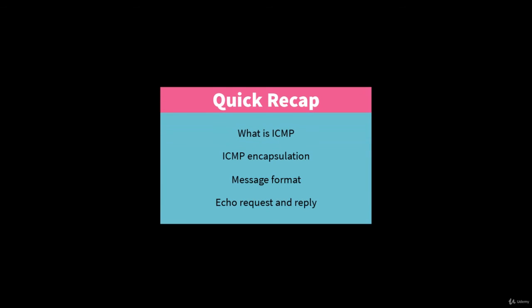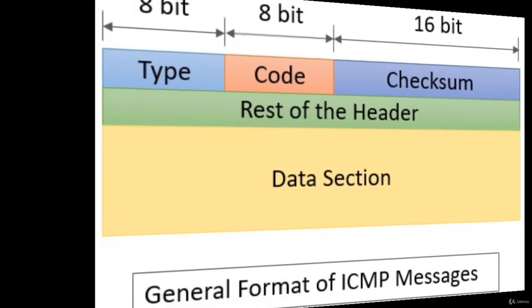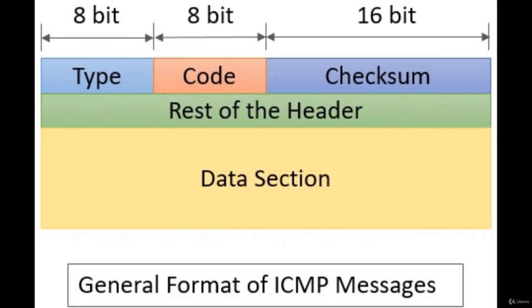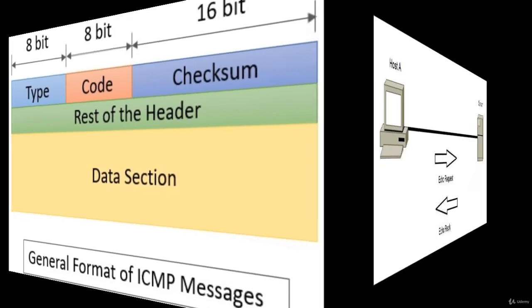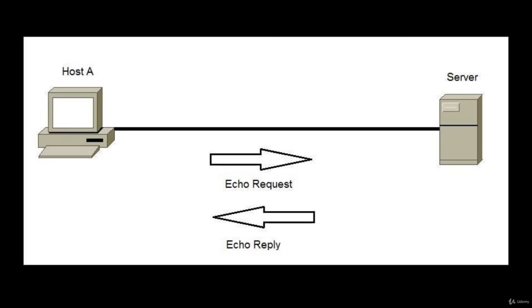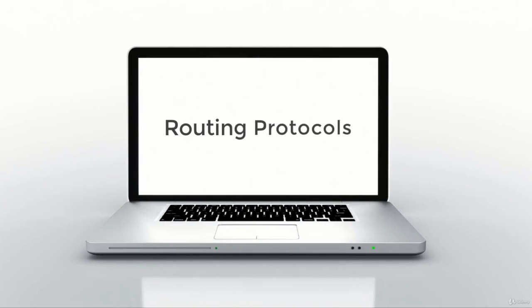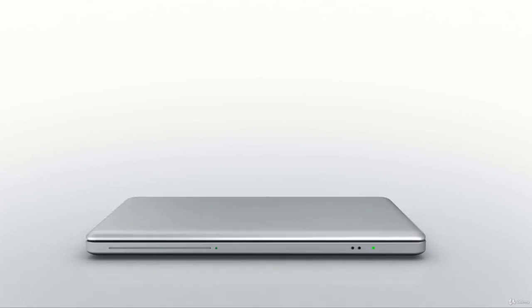Let us have a quick recap of our lecture. We saw what is ICMP protocol. We saw that ICMP is the error reporting mechanism for the TCP/IP model. Then we saw the ICMP message format and the error reporting messages, and also saw the working of ICMP echo request and reply. In the next lecture, we will actually see how your data packets are sent from one router to another router using the routing protocol.